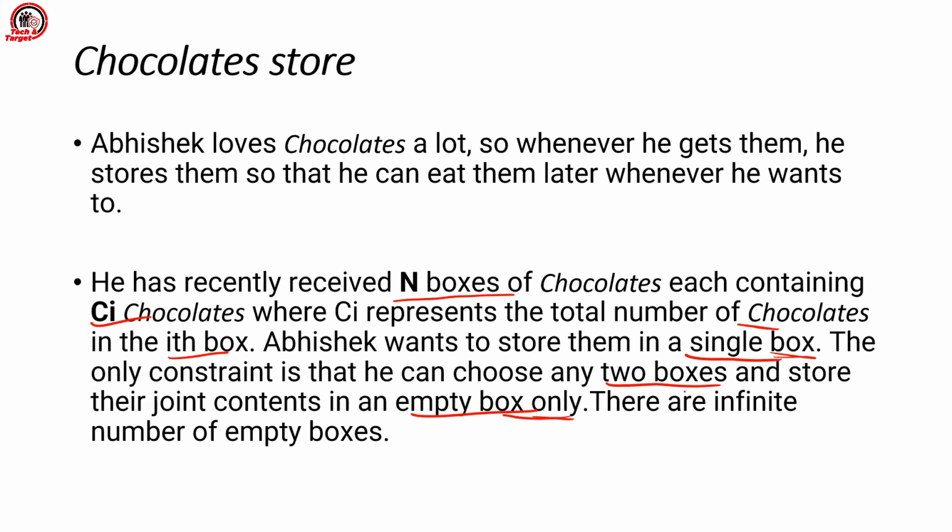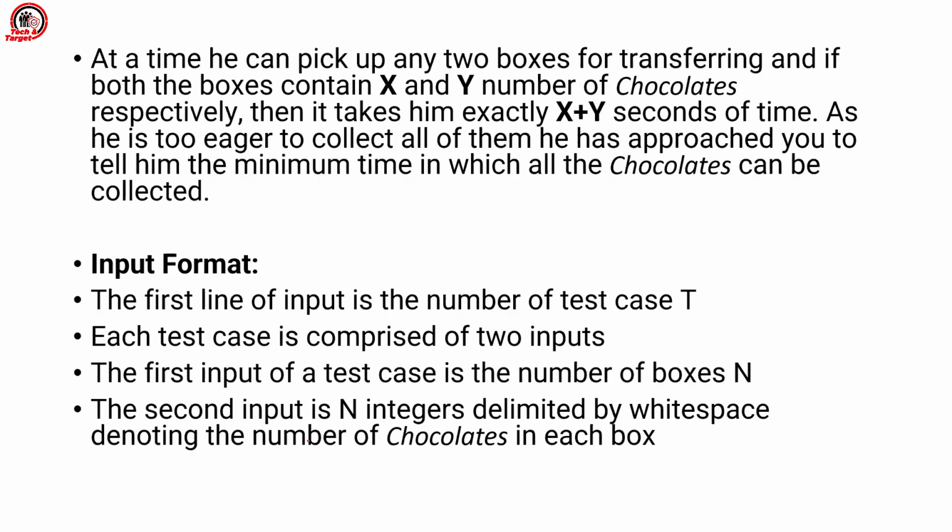They are also saying that there are infinite number of empty boxes, right? So there is no constraint on the number of empty boxes. There is an infinite supply of these empty boxes. At a time he can pick any two boxes for transferring, and if both the boxes contain x and y number of chocolates respectively, then it takes him exactly x plus y seconds of time. As he's eager to collect all of them, he has approached you to tell him the minimum time in which all the chocolates can be collected.